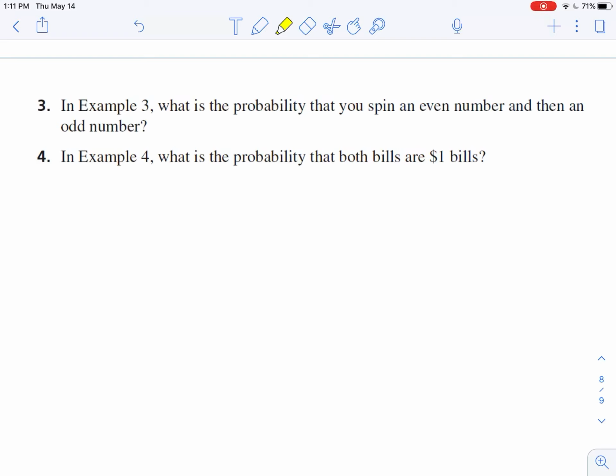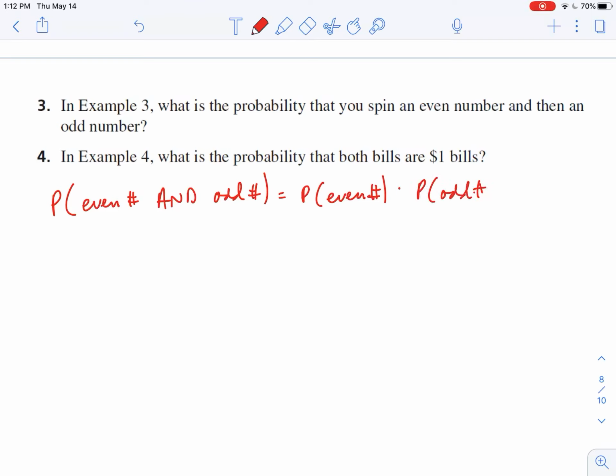Question number 3 says, in example 3, what is the probability that you spin an even number and then an odd number? So again, if we're writing this out, probability of an even number and probability of an odd number. Now, if I think about those two events, those feel like they are independent, because selecting one on the first spinner and selecting a number on the second spinner doesn't feel like they have anything to do with each other. So let's just find the probability of an even number and multiply that by the probability of an odd number and see what we come up with.